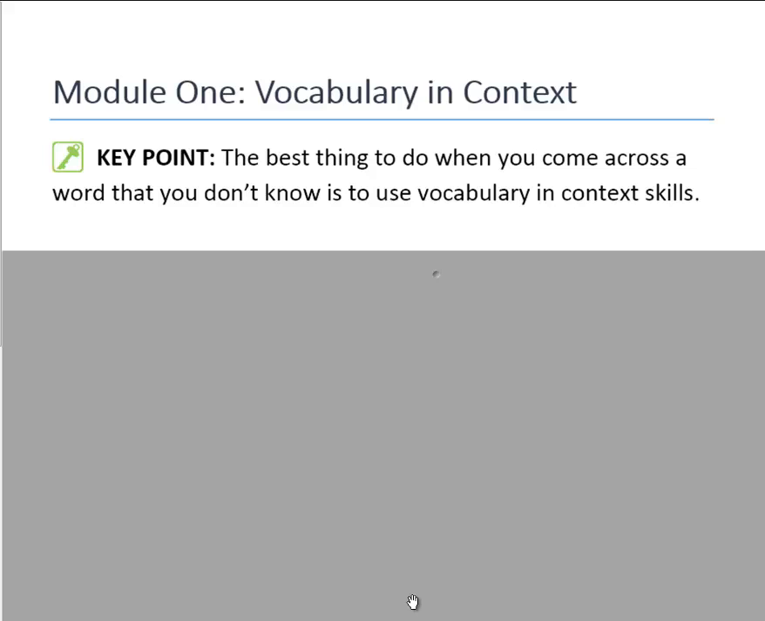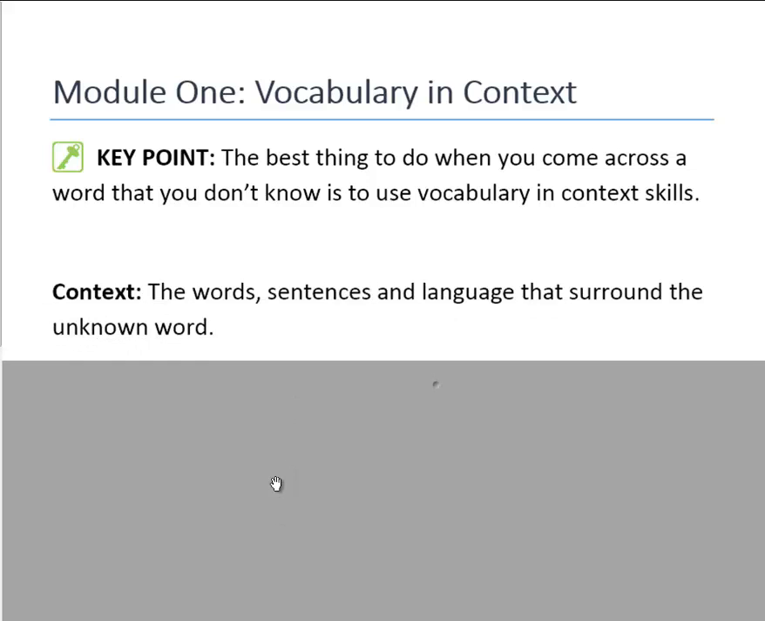But if the problem occurs again in a more complicated passage, you could skip enough words and move on and find yourself saying, "Huh? What did I just read? What was that all about?" If there are too many words you don't know, or if that one word you keep skipping is the topic and thus part of your main idea, you could be in big trouble. I'm here to tell you that the best thing to do when you come across a word that you don't know is to use vocabulary and context skills.